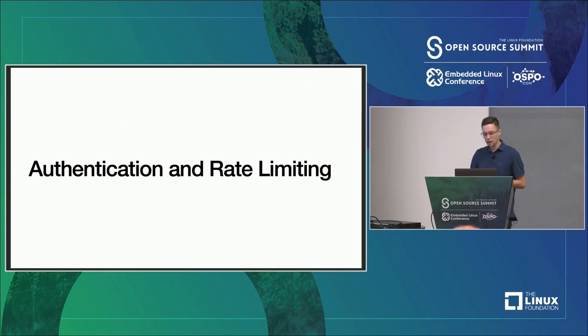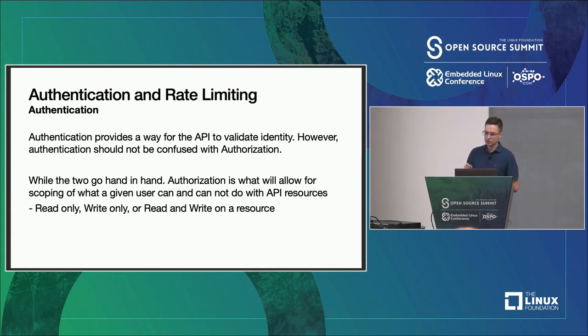So the next thing, and the final portion of this, is authentication and rate limiting. I bound these two together because they usually go hand in hand depending on what type of strategy you go with. The first thing is, authentication is not the same as authorization, right? Authentication just provides a way for you to validate that person's said identity, while authorization would then see if this account actually has access to execute, you know, creating coffee beans or listing coffee beans. They go hand in hand here. Usually on an API, you'll see read, write, or read and write on resources, and that's where authorization comes into play.